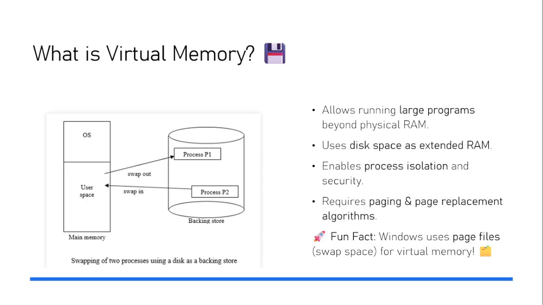There's a fun fact that Windows uses a page file, called swap space, for virtual memory. You can even adjust its size manually. You just need to go to system settings, then advanced performance options, and then we can tweak it there.